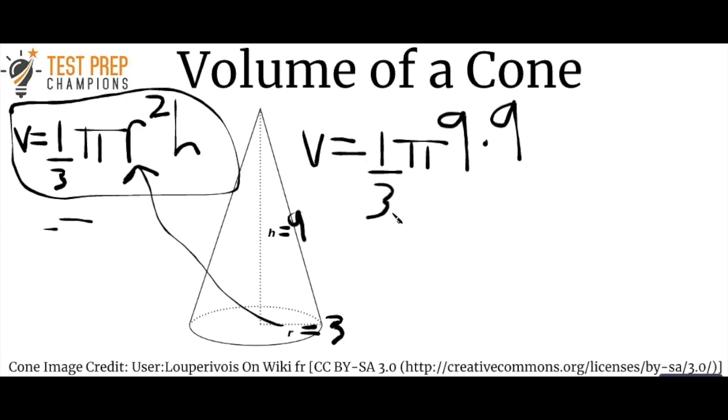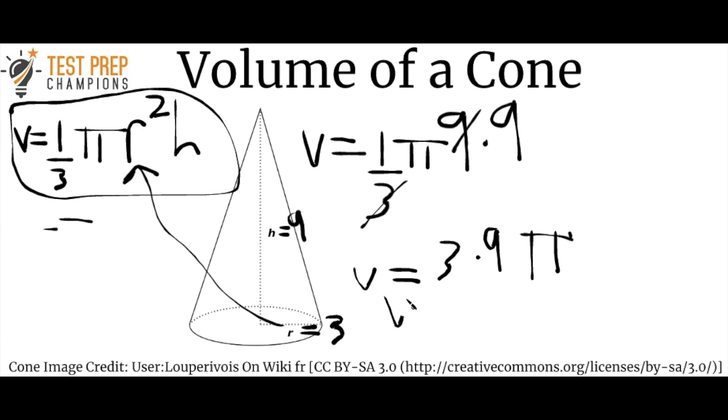We see that we've got this 3 down here, so we can take one of these 9s and divide by 3. We would then rewrite this as V equals 3 times 9, and I'm just going to pull the pi out of the way here. 3 times 9 is 27, so the volume is equal to 27 pi. That's pretty simple, just another one of those plug and chugs. You just have to recognize that you're dealing with a cone and recognize the formula.